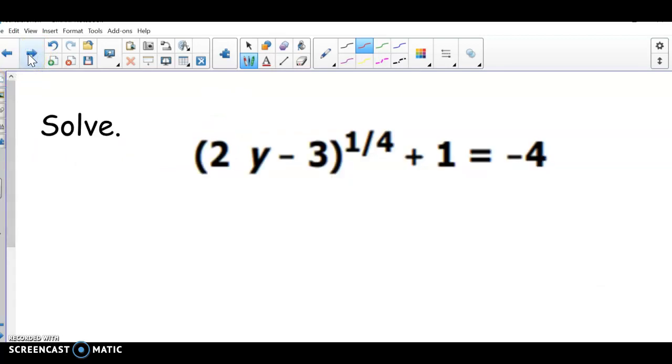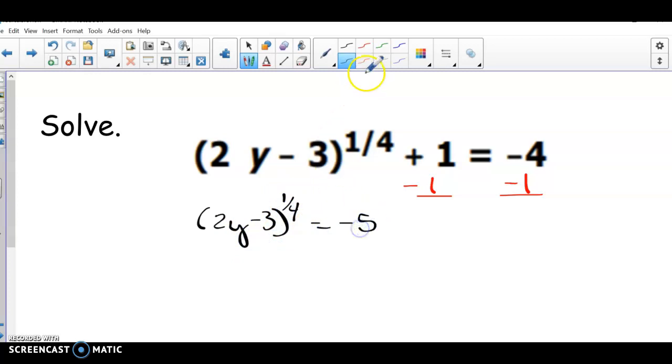For this one, if we're going to solve it first, what we can do is we can subtract 1 from both sides. And we have 2y minus 3 to the 1/4 is equal to -5. We multiply by the reciprocal. The reciprocal of 1/4 is 4. And when we're looking at that, this cancels and we're left with what's inside the parentheses. So we have 2y minus 3 is equal to 625.